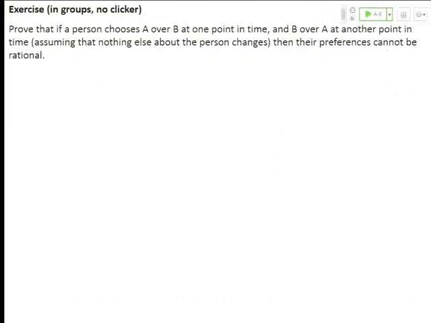I'm going to ask you to prove the following statement. I don't know if some of you may have taken classes in which you've done some proofs. I'm going to actually set up how the proof is supposed to work, and hopefully you'll be able to sort it out. So I want you to prove that if a person chooses A over B at one point in time, and then B over A at another point in time, holding everything else constant, ceteris paribus, then their preferences cannot be rational. So this speaks to what Woody was saying earlier. But I want you to now prove that mathematically.